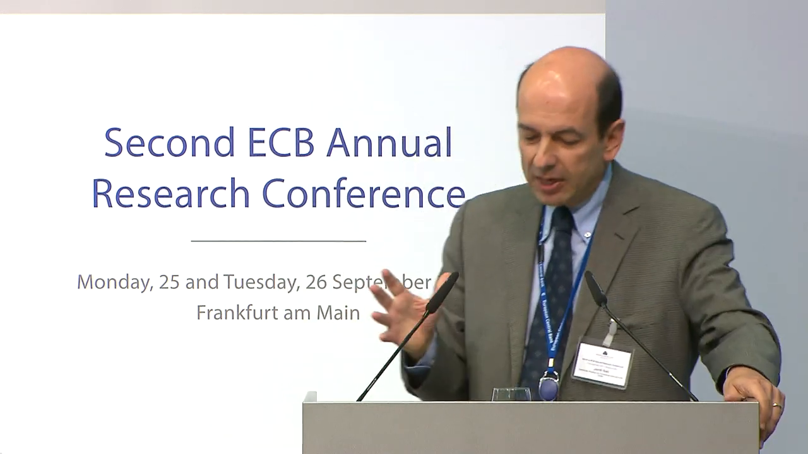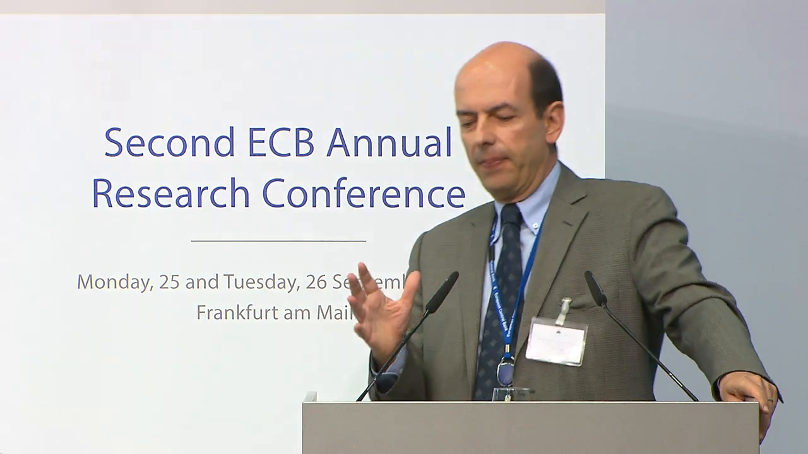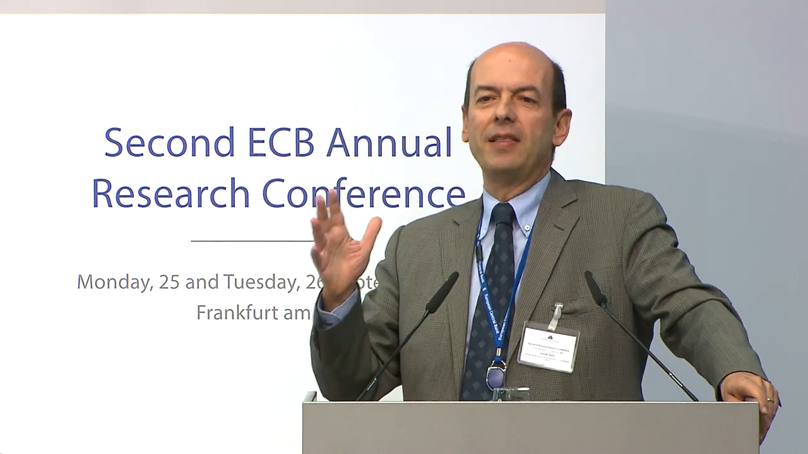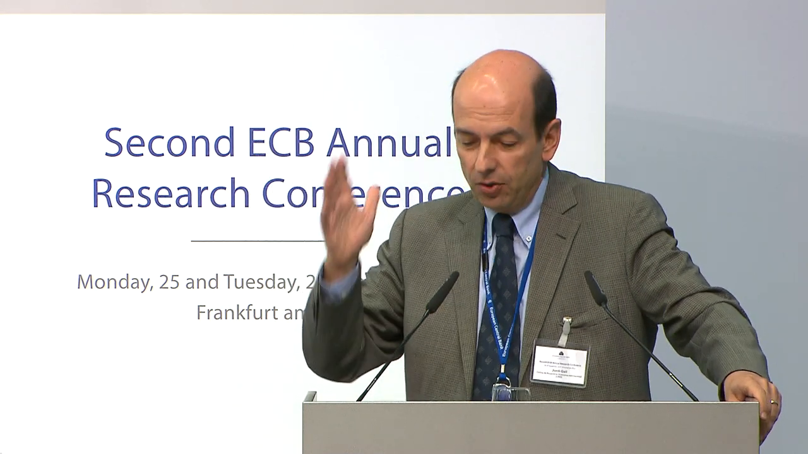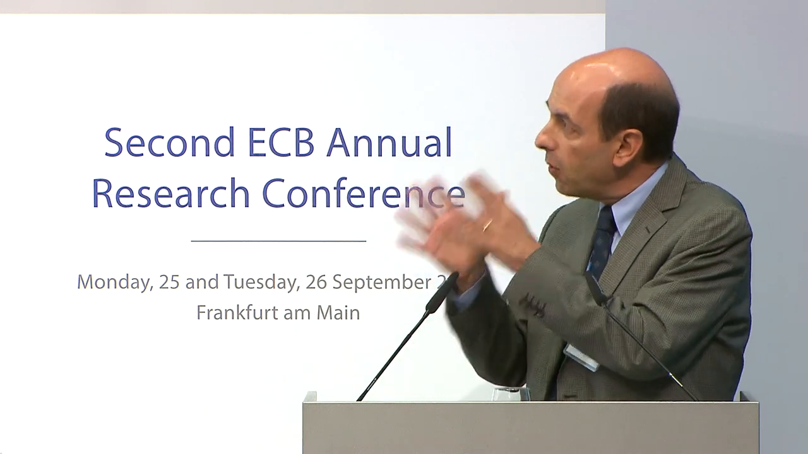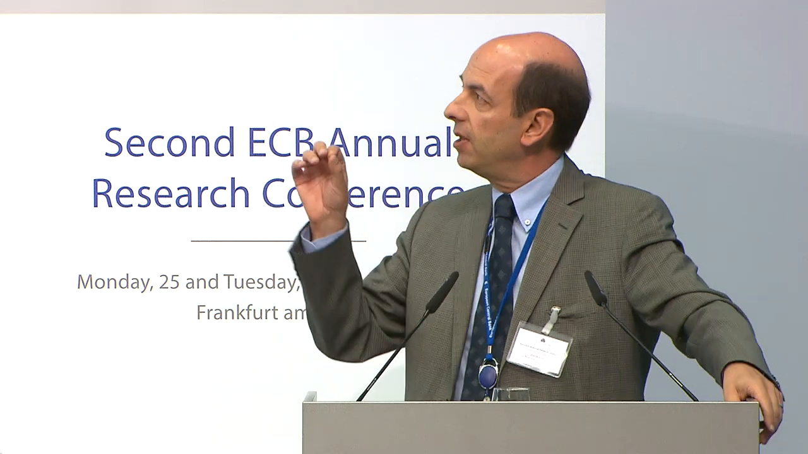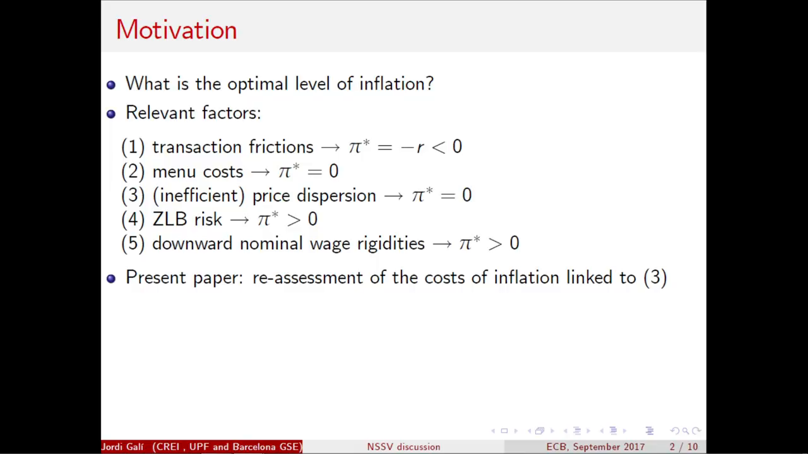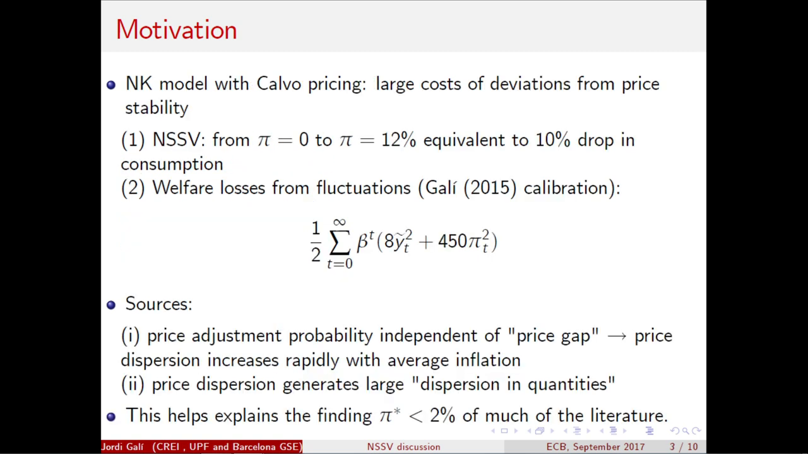Now, the present paper doesn't try to provide an answer to the question on top of the slide: what is the optimal level of inflation? Instead, the authors just focus on one particular aspect, which is the issue of inefficient price dispersion, and try to reassess the costs of inflation linked to that particular aspect. They made a great presentation here. It was very clear what they do.